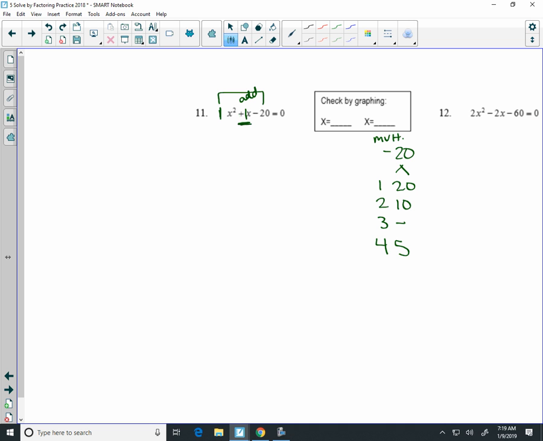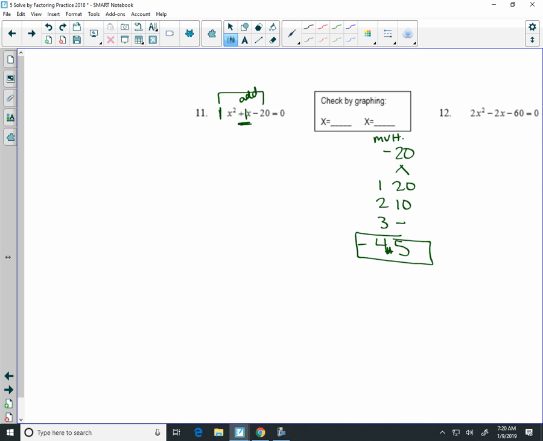Well, if I'm multiplying to a negative, that means one of my terms has to be negative and one positive. To add to 1, that means they need to be 1 apart. And my pair that is 1 apart is 4 and 5. To make that a 1, I need a -4 and a +5.